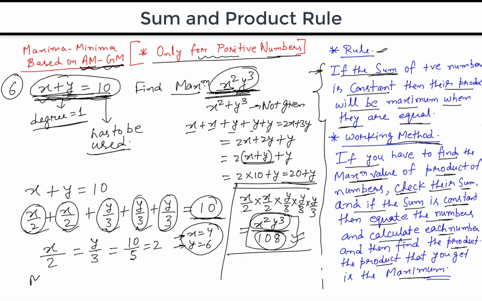So the maximum value of that product x square y cube will be equal to 4 square into 6 cube. And you can calculate that. It is 16 into 216, 3456. 16 into 216, that is 3456, right?